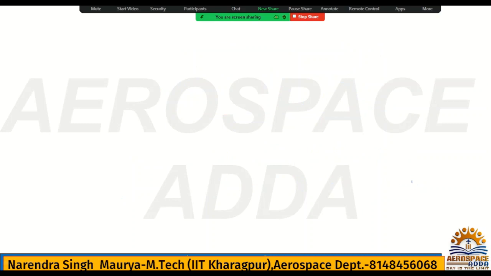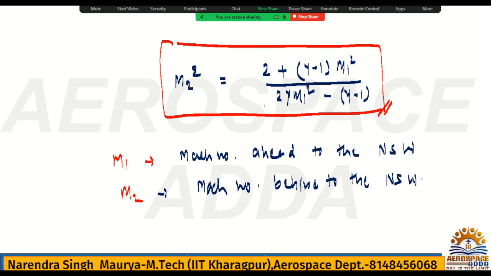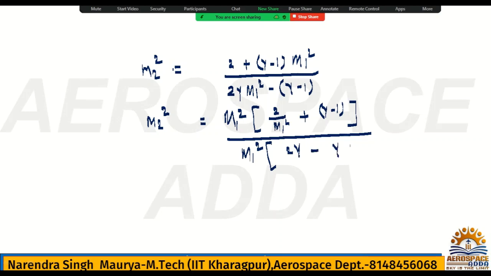From this result, we can have M2 square is equal to (gamma minus 1) M1 square plus 2, divided by 2 gamma M1 square minus (gamma minus 1). Take M1 square common, then what you will get? 2 upon M1 square plus gamma minus 1, and if you take M1 square common here, then it will be 2 gamma minus (gamma minus 1) by M1 square.